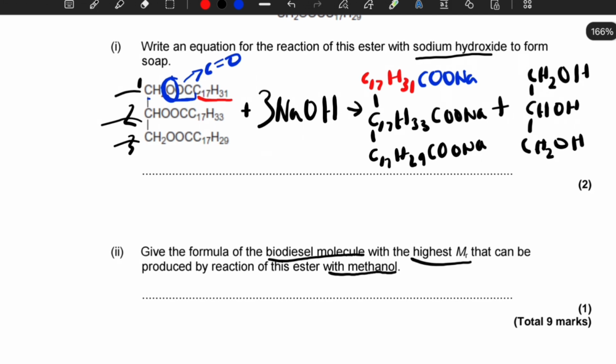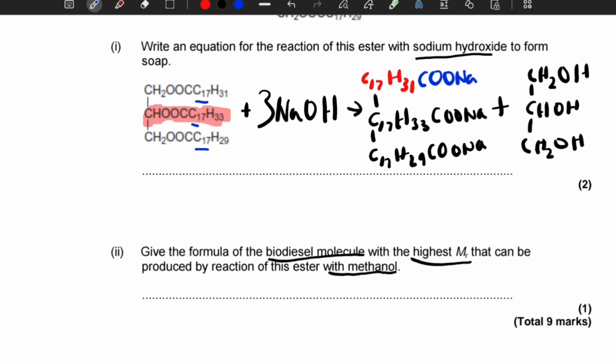Let me rub this out. Okay, this is very easy. The highest Mr would obviously be this one here. Why is that? Because they all have the same number of carbons, 17 carbons, which is here in this line, but they have different numbers of hydrogens. So we want the highest. We want the highest fatty acid chain.